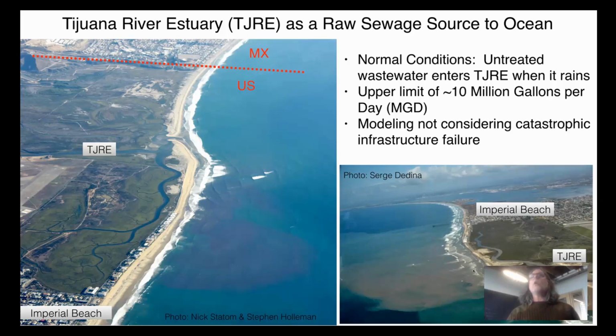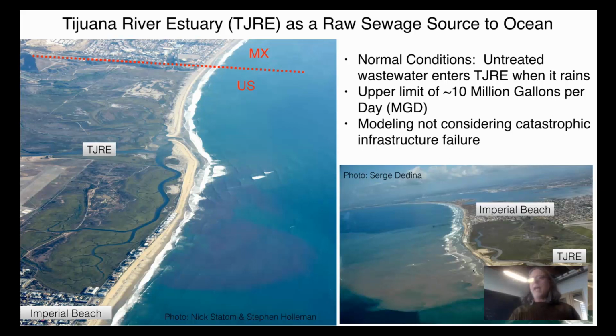Under normal conditions, the untreated wastewater really only enters the estuary when it rains. And by normal conditions, I mean the infrastructure in Tijuana and the infrastructure that's been developed with the International Boundary and Water Commission is working.